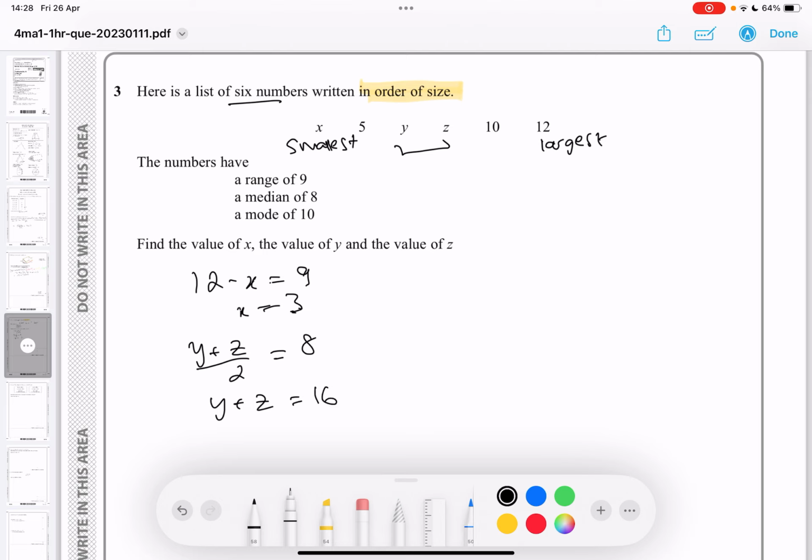And a mode of 10. Mode means, as we did in the question earlier, the most common or the most frequent number. As you can see here, there's only one 10. So for the mode to be 10, there needs to be at least one more 10. And because this is arranged in size, z must equal 10. If z is 10, then y plus 10 equals 16, so y has to equal 6. So x is 3, y is 6, and z is 10. Let's fill that out.